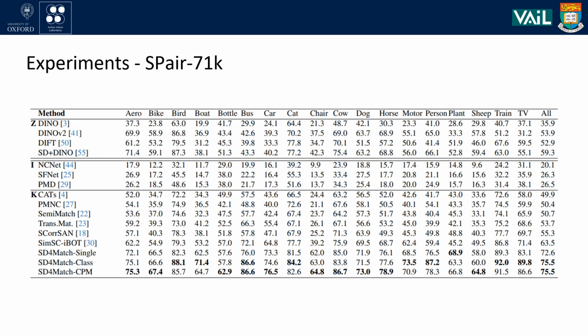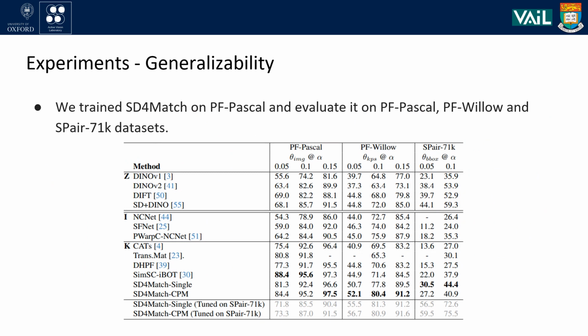We evaluate three designs of SD4Match on the SPair-71k dataset. As demonstrated, we achieve the best result among all object categories. Specifically, SD4Match-CPM achieves a comparable result to SD4Match-Class, but does not need to know the category of the matching object in advance. We also test the generalizability by training it on the PF-Pascal dataset and evaluating it on PF-Pascal, PF-Willow, and SPair-71k datasets.